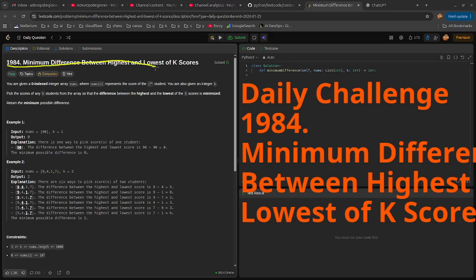Leetcode Daily Challenge, question 1984. Minimum difference between highest and the lowest of k-scores. We are asked to find out the minimized difference. So to make it minimize, we want to find out the difference between two numbers as close as possible.